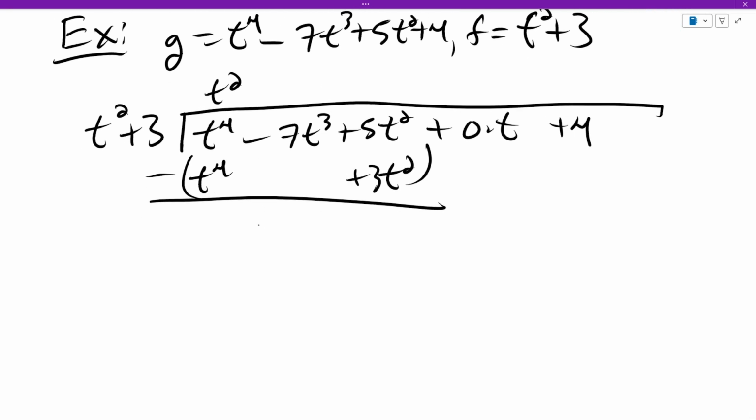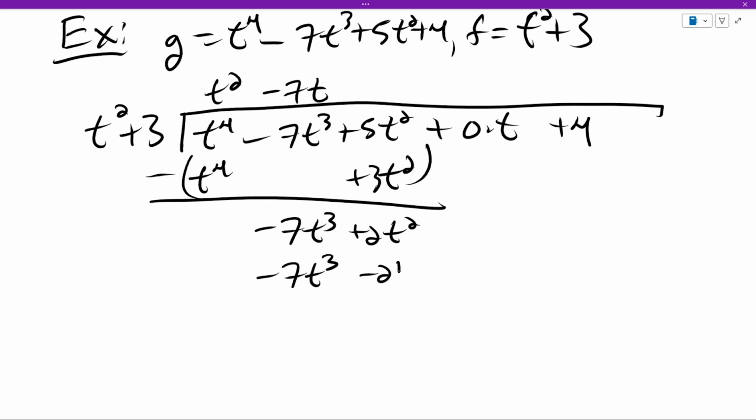When we subtract it off, we're going to get negative 7t cubed, and then 5 minus 3 is plus 2. And then I'm going to keep the no t's. Well, I won't even write it. And then we divide t squared into the next highest power. That's this guy. So we'll get negative 7t when we divide t squared into that. And then we multiply that through. So we get negative 7t cubed, and then minus 21t. Let me write that over slightly. And then we subtract it.